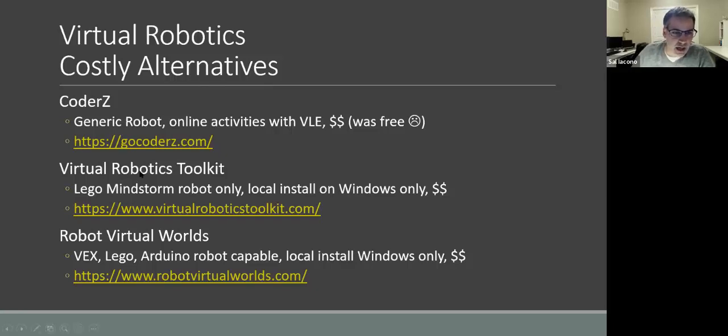Two other ones which are commonly referenced as simulators or emulators that you could use. Virtual Robotics Toolkit is Lego Mindstorms only, it only works on Windows as well, and it costs money. And the same thing goes for Robot Virtual Worlds. You can do Vex, you can do Lego, you can do some Arduino stuff on there, but again, as far as I can tell, it was Windows only, and again, costs money. So if you have students with a Mac or a Chromebook, that becomes a non-starter. It's not possible. But I thought I would mention them because they were interesting.